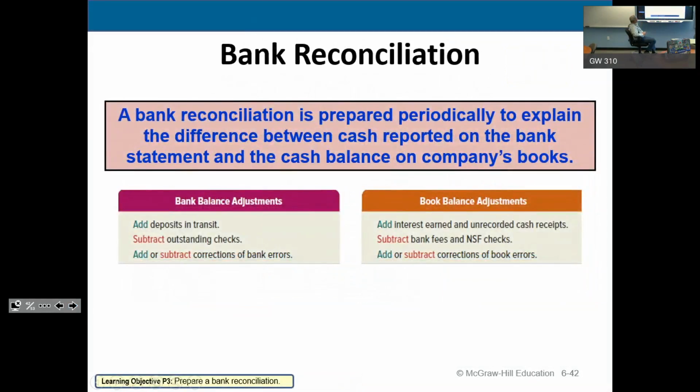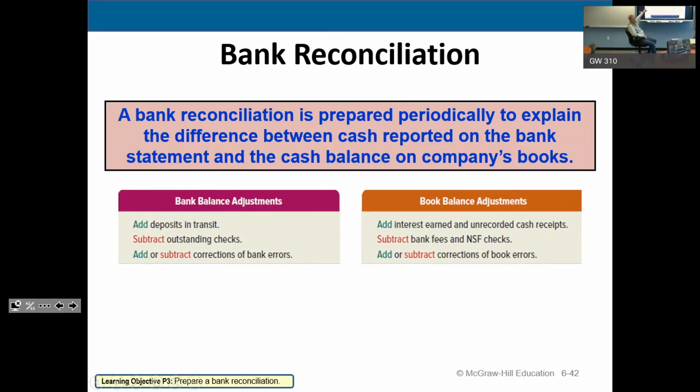Bank reconciliation is prepared periodically to explain the difference between the cash reported on the statement and the cash balance on a company's books. Okay? It's a big thing at the end of the year when you do taxes. You get the last bank statement and you reconcile the bank to books.